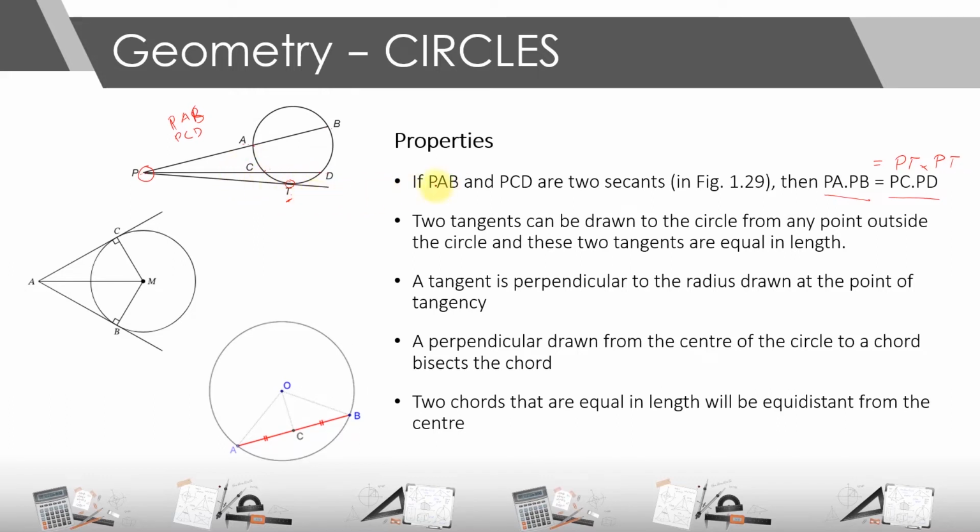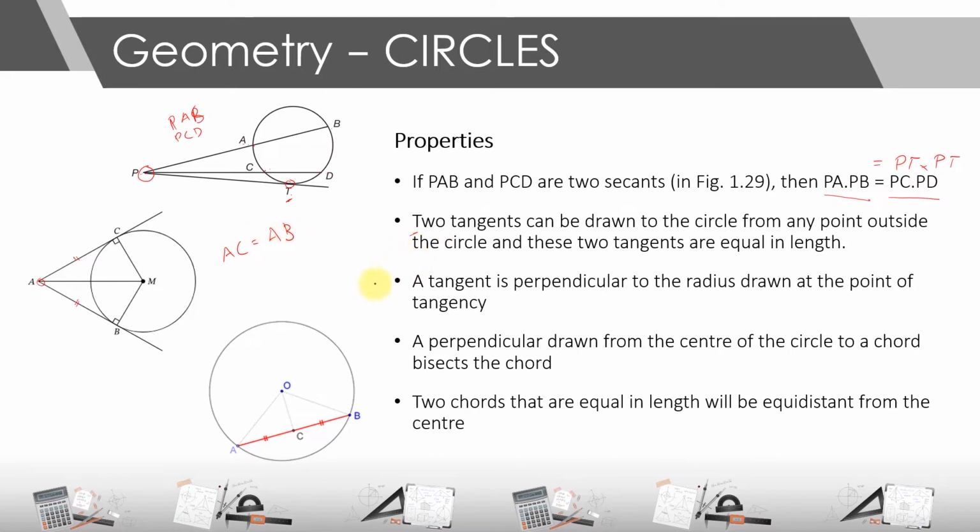The next property is that if you have 2 tangents drawn to a circle from an external point. So suppose there is a circle and you have an external point A. Always you can draw 2 tangents to the circle from that external point. And the 2 tangents that you draw, these will be of equal length. So AC is equal to AB.